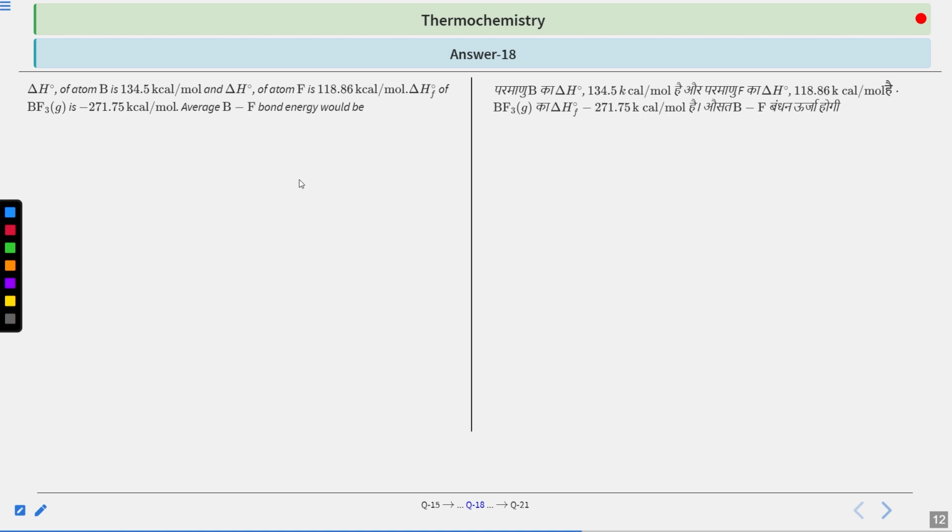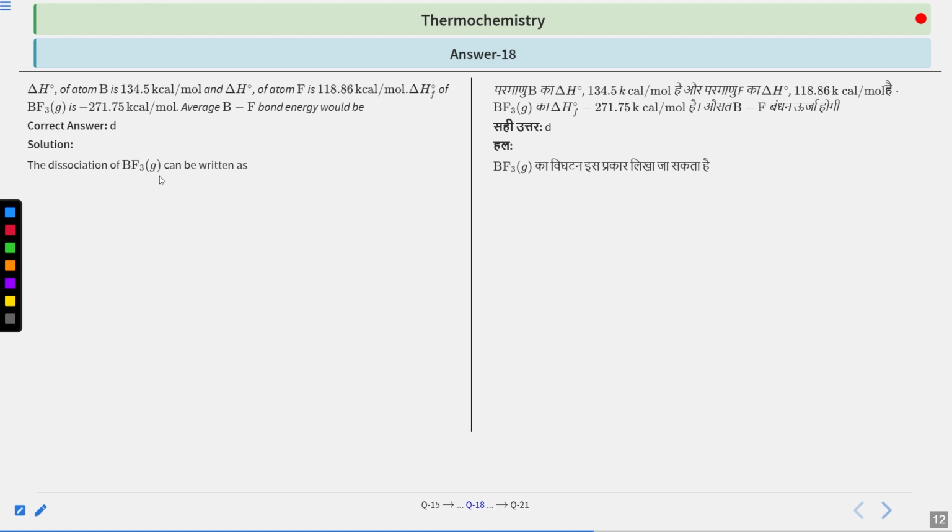So first of all, the question was given that the atom B is formed when this much amount of heat is being given. Your atom F is formed when this much amount of heat is given, and your BF3 is formed when this much amount of heat is released, and all are given in kilocalorie per mole. You have to find the average BF bond energy, means average bond energy that is required to break 1 mole of BF bond. Okay. So for those who have solved, the correct answer is D. Let us see how we can solve it.